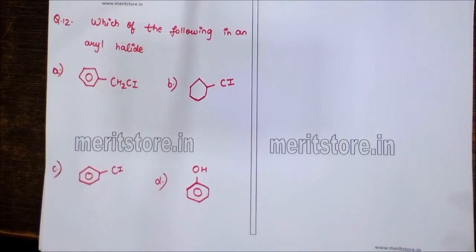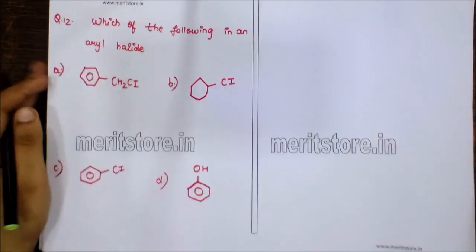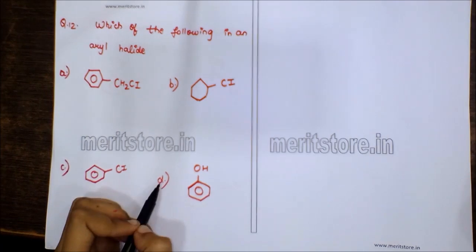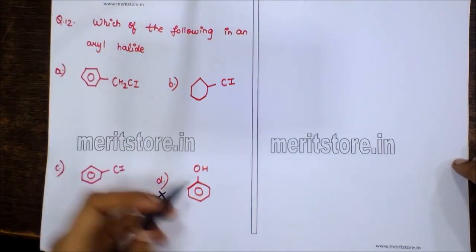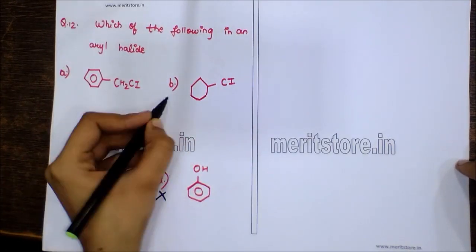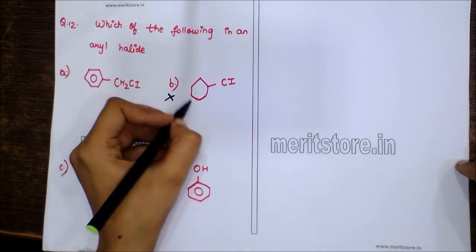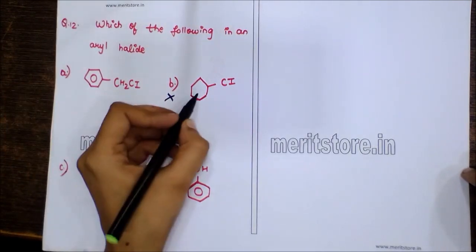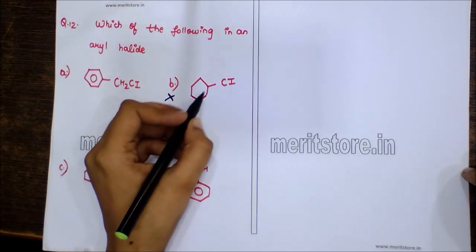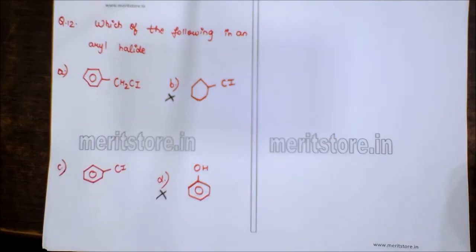Question 12. Which of the following is an aryl halide? So over here, option D will be ruled out on its own. It's not an aryl halide because there is no halogen in it. Option B is again ruled out because it's a cyclic alkane and not an aryl. Aryl is an aromatic compound. It does not have any double bonds or pi bonds in it. Therefore, option B is again ruled out.